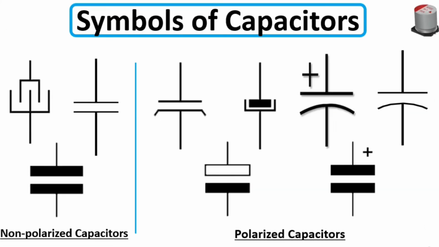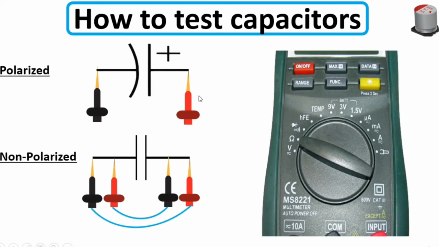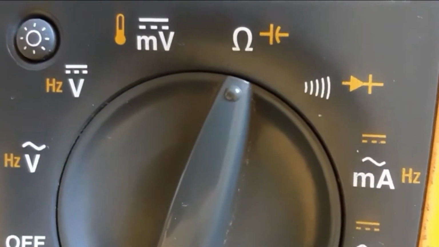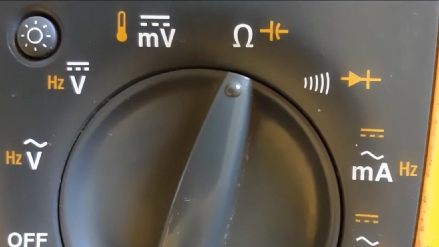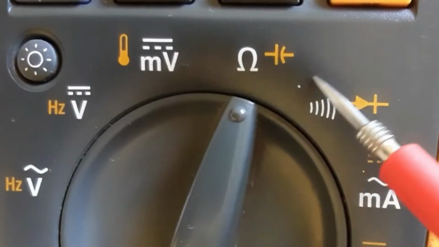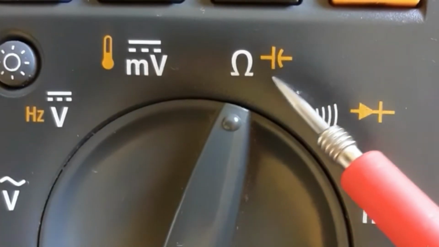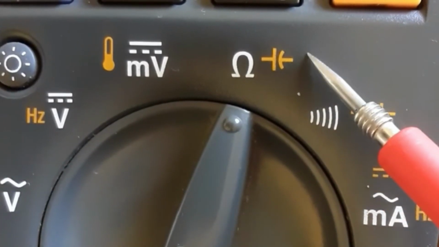Different symbols denote polarized and non-polarized capacitors, making it crucial to recognize them in electronic schematics. This knowledge aids in correct identification and usage. Respecting the polarity of polarized capacitors is fundamental. When using a multimeter, always connect the red probe to the positive terminal and the black probe to the negative terminal. There are two primary methods for testing capacitors, using the diode option and the capacitor option on a multimeter. Each method yields valuable insights into the capacitor's functionality.